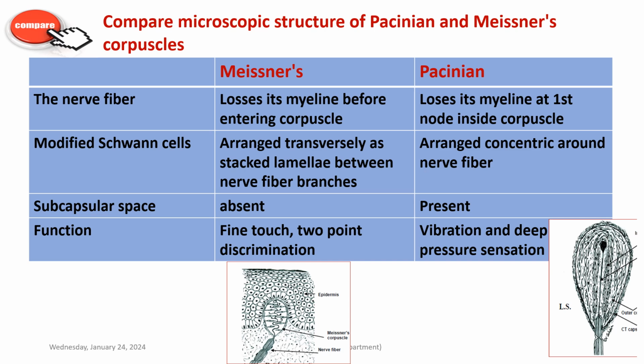What about the presence of a subcapsular space or not? Meissner corpuscle has no subcapsular space, but Pacinian corpuscle has a subcapsular space inside each one. So the subcapsular space is absent from Meissner but present in Pacinian. What about the function? Meissner corpuscle is responsible for fine touch, the 2-point discrimination test, but Pacinian corpuscle is responsible for vibration and deep pressure sensation.